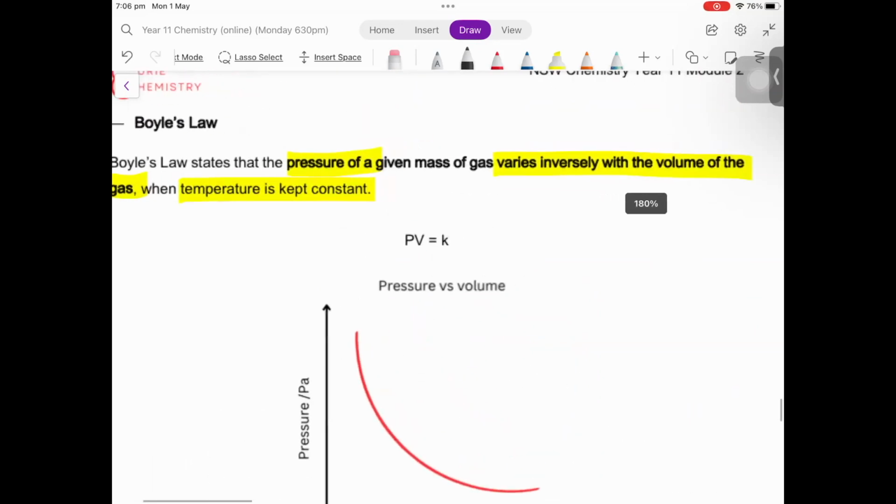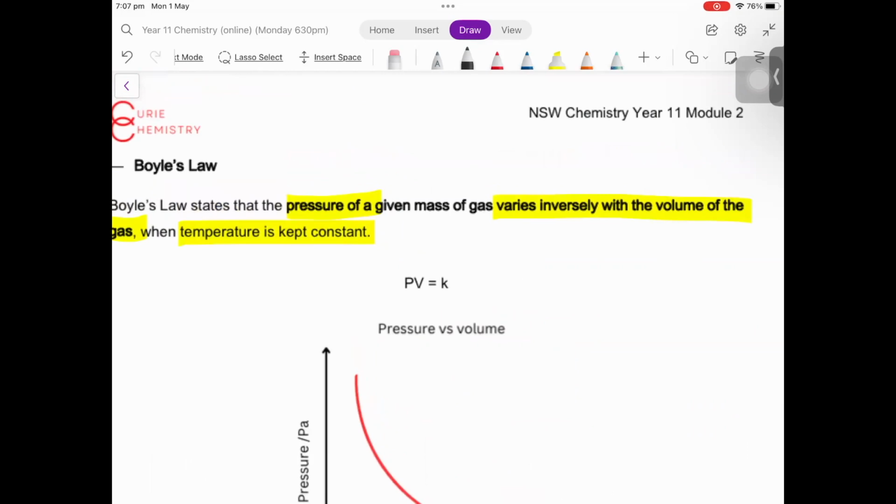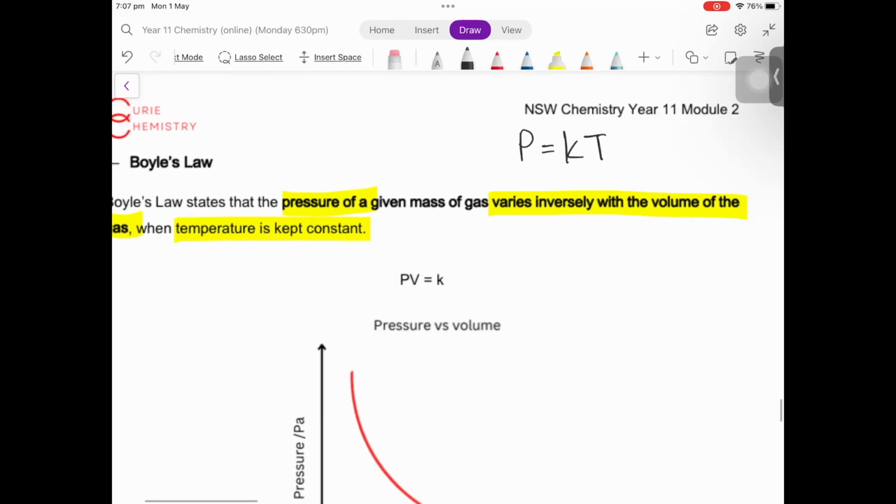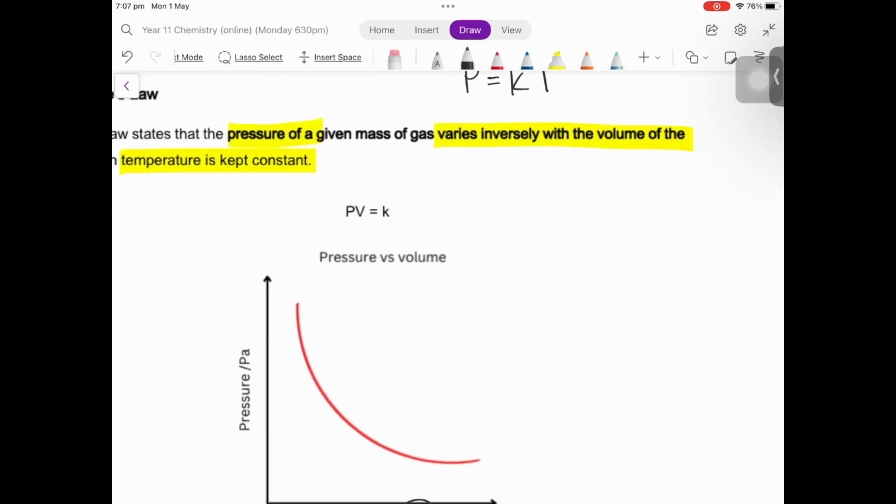Okay, so if you have pressure varying inversely with volume, in the last law, because it varied directly, we had P is equal to KT. But now that we're doing Boyle's law, because it varies inversely, what you get instead is P is equal to K on V. So rather than multiplying with it, it divides. The reason for that is because if your volume goes up, then your pressure goes down. Okay, so that's because it's on the denominator now. If your denominator gets bigger, your pressure goes down.